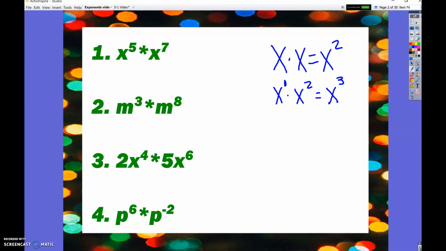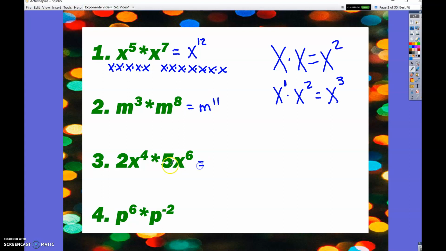Now, if we did this enough, you'd see the pattern that, for example 1 here, x to the 5th times x to the 7th is actually x to the 12th. That's because x to the 5th is really 5 of these x's written out multiplied by each other, and x to the 7th is 7 of them. Your total number of x's is actually 12 of them. That's why we actually changed the power. So here we would say we'd have m to the 11th.